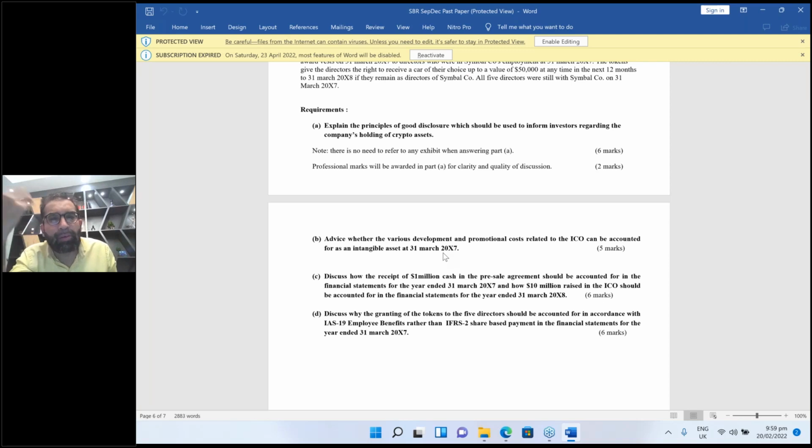Simply, you have to start this with the concept. First of all, you need to write the criteria: if you have probable chances of economic benefit and if the cost is reliably measured, then you can easily book the asset. But if there is no confirmation of probable chances of economic benefit, then you cannot capitalize the asset.